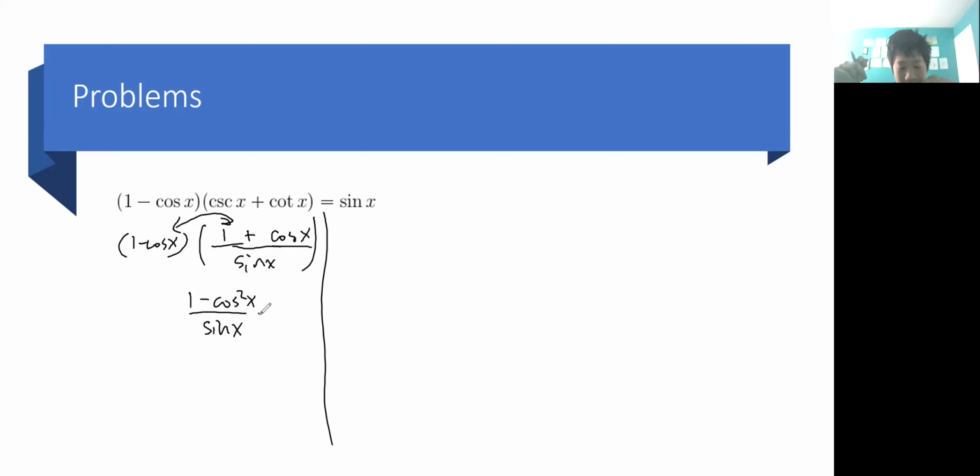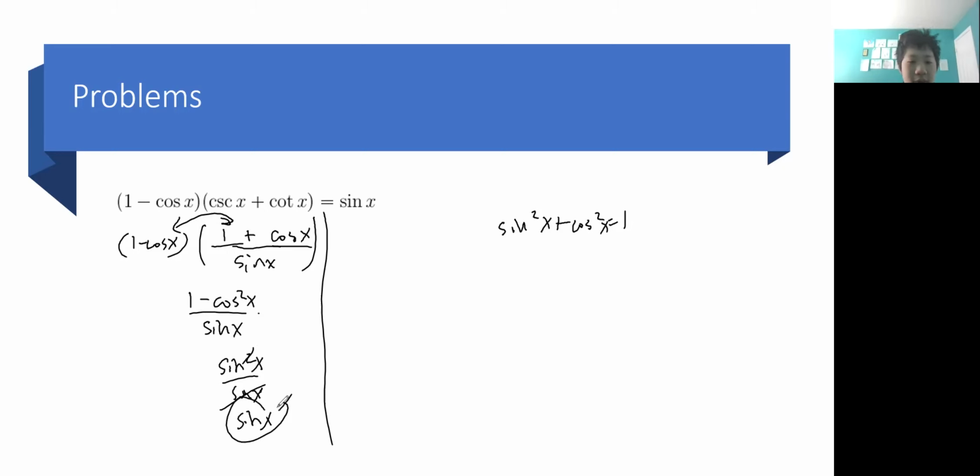Ooh, I see a squared in there, so it's Pythagorean identity. So we're going to use the identity sine squared plus cosine squared equals 1. Right? So 1 minus cosine squared is sine squared. So sine squared x over sine x. 1 cancels out, so just sine x. So we've got it. This matches.